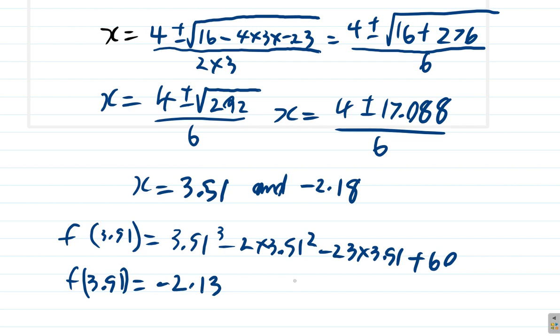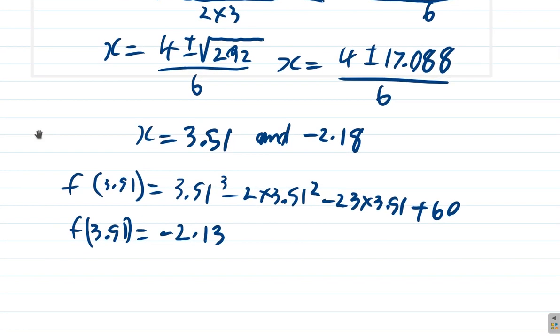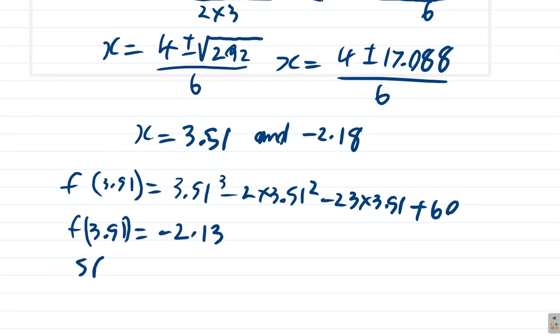Alright? So, one of the stationary points is located at 3.51. And let me just write it down here. So, one of the stationary points, call it stationary point 1, is at 3.51, comma, negative 2.13. So, that's the location of one of them.